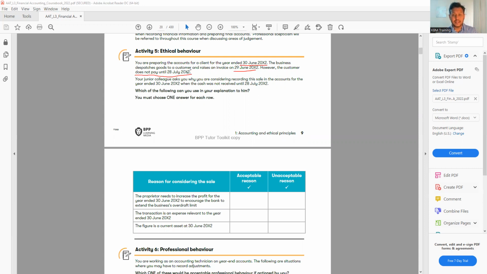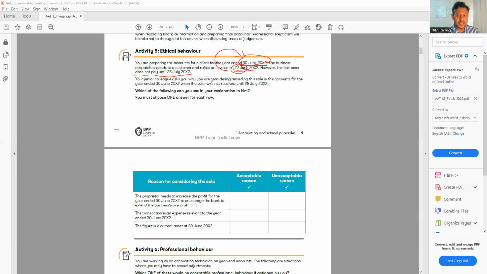So basically, the year ended 30th of June and the invoice is raised 29 June, so that means it's still in that year. According to the accrual concept, we don't consider when the customer will pay. If the transaction happened within this year, we have to record it in this year, regardless of when the customer is going to pay me. The customer pays in July, so I don't have to worry. I know this transaction happened on 29 June, and it belongs to this year, June 2012.